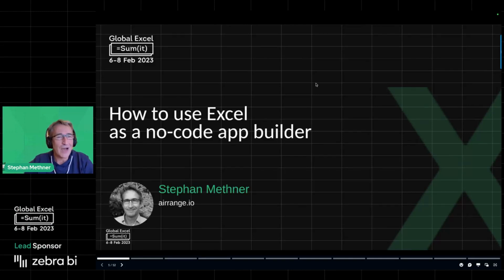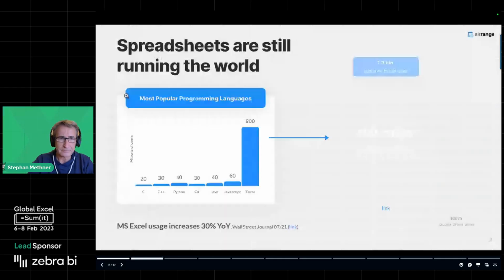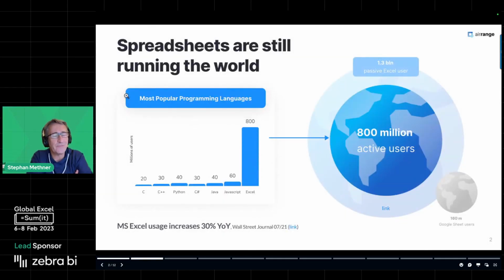Perfect. So, how to use Excel as a no-code app builder. It's a perfect fit. If you think about spreadsheets, spreadsheets are a programming language. It means if this, then else. So I think it's the biggest scripting language in the world. If you look at the numbers, 800 million Excel users versus 60 million JavaScript users, this is a really huge force. So 800 million active Excel users compared to 160 million Google Sheets users. I think the biggest thing is, I found this in the Wall Street Journal, MS Excel usage increases every year by 30%. Wow.